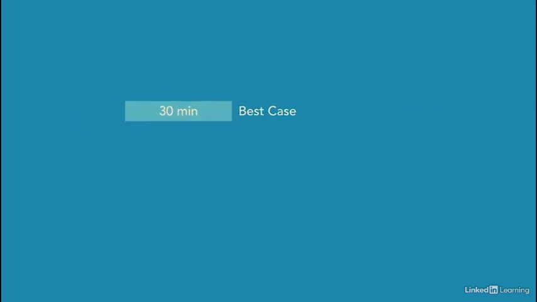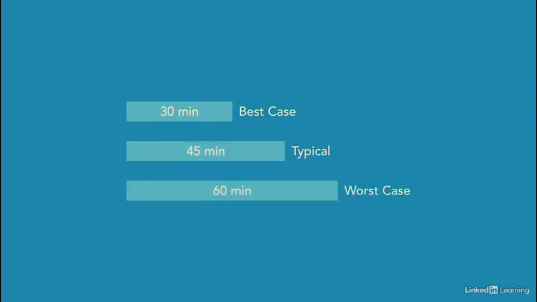On some days, your commute is a breeze, maybe 30 minutes. Most days, let's say it's 45 minutes. But an accident can turn it into an hour. For your commute, you choose a drive time that gives you some wiggle room so you get to work on time. The same approach works equally well for your project estimates.